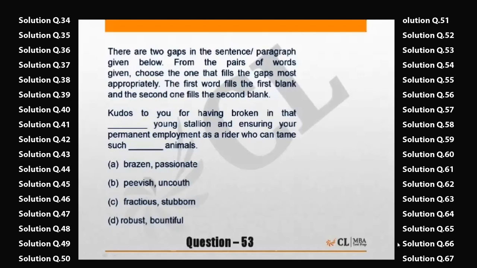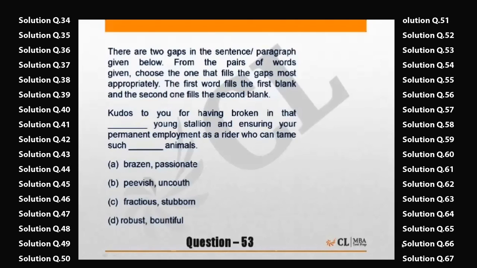Option A uses one appropriate word, which is brazen, but then falls short since passionate is not a word that you would use for a wild horse. Option B uses the words peevish and uncouth. Peevish here means moody and uncouth means crude or unrefined. Both words are inappropriate in this context.